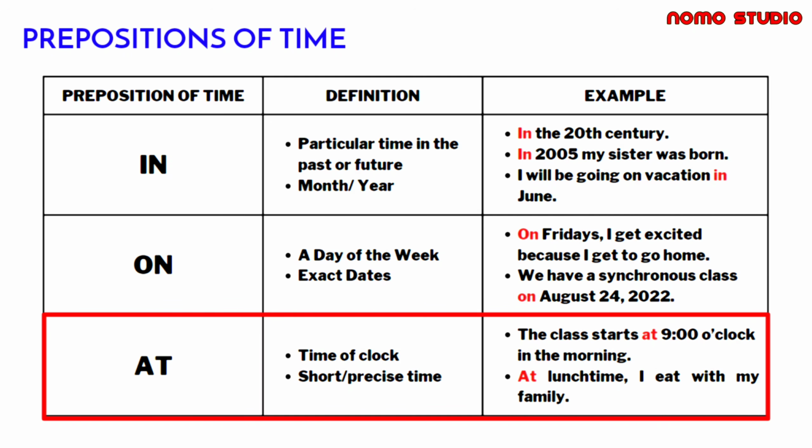So sa ating first example po, gumamit tayo ng preposition na at kasi we are referring to an exact time which is 8 o'clock or 8 in the morning. And sa ating pangalawang example naman, we used at kasi yung lunchtime is a short or precise time. Kapag sinabi po natin short and precise time, so example, breakfast, lunch, dinner, and etc. So kumbaga po may specific talaga na time na tinutukoy. So yun, gagamitin natin yung preposition na at.